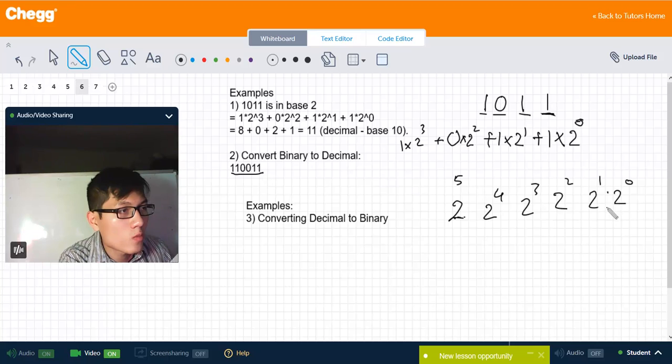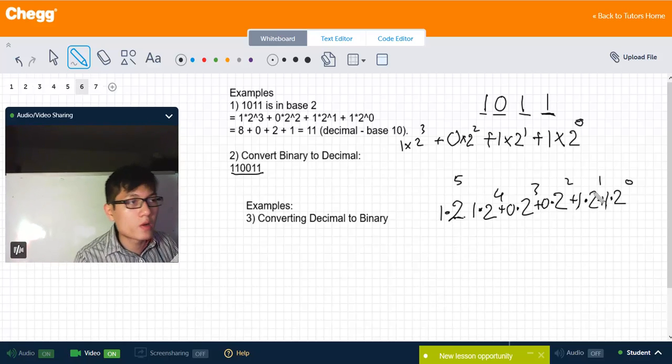So we have 1 multiplied with this plus. The second one also 1. So 1 multiplied with that. And then this is 0. So I have 0 and then plus. This is 0. I have 0 plus with the next one. This is 1. So 1 multiply this. This is 1. So 1 multiply with that.